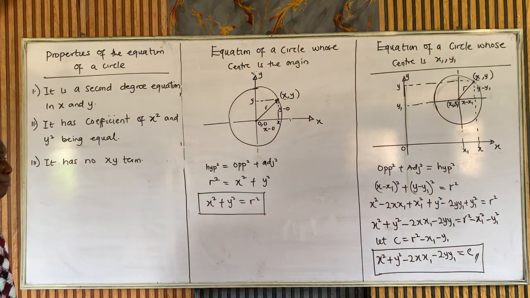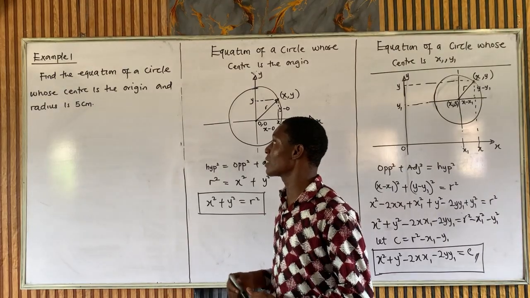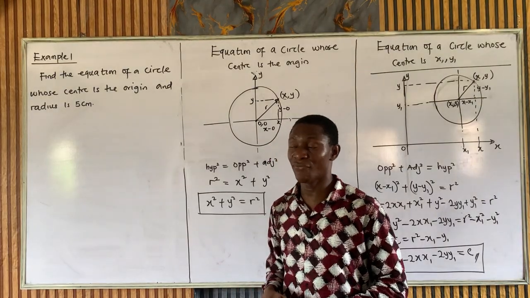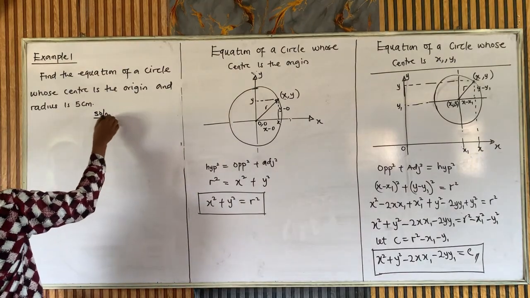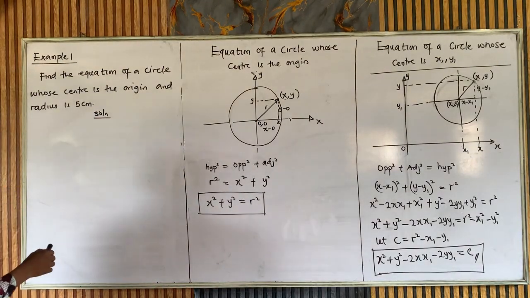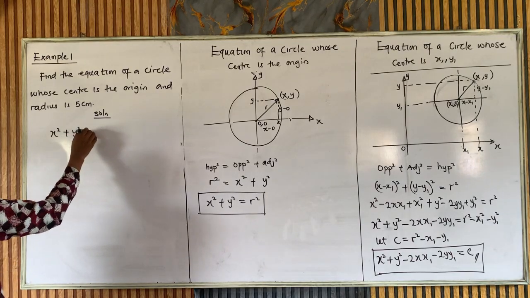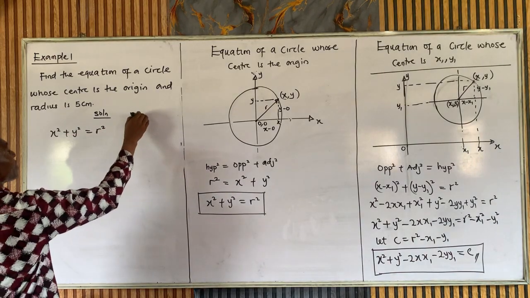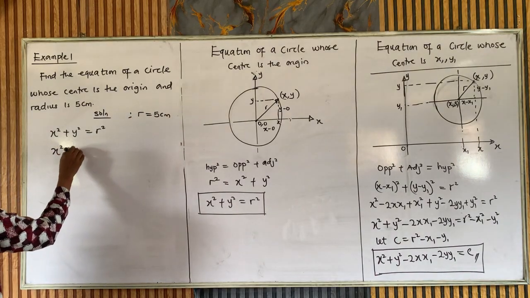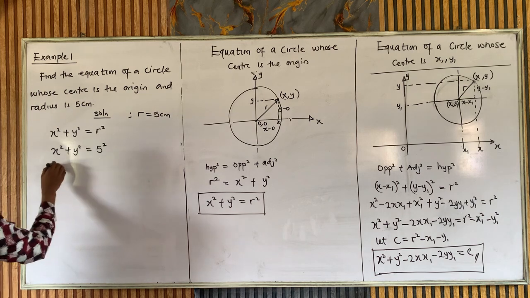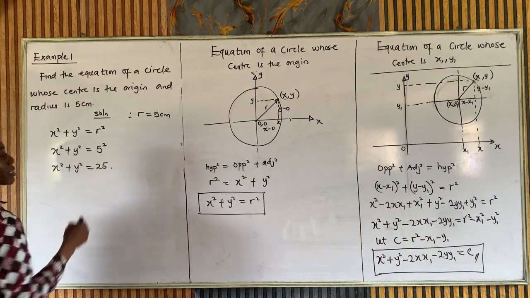Now let's take examples on this. Example 1, find the equation of a circle whose center is the origin and radius is 5 cm. Solution. Here, the center is the origin, so our equation should look like this: x squared plus y squared is equal to r squared. And then we are given our r to be 5 cm. So this is x squared plus y squared is equal to 5 squared. And that's x squared plus y squared is equal to 25. That's the equation of this circle.